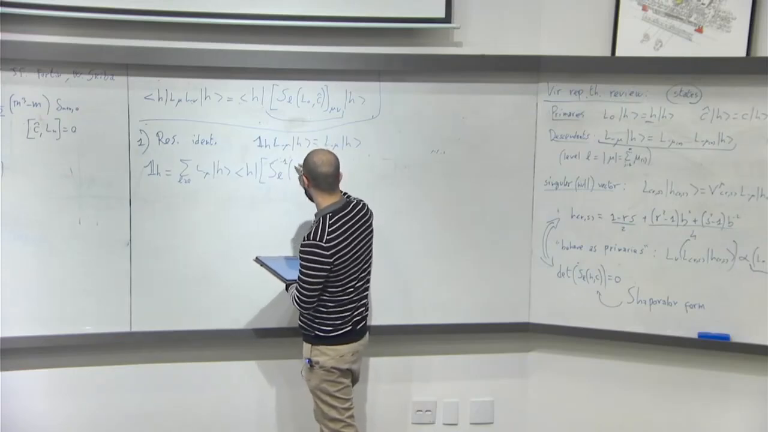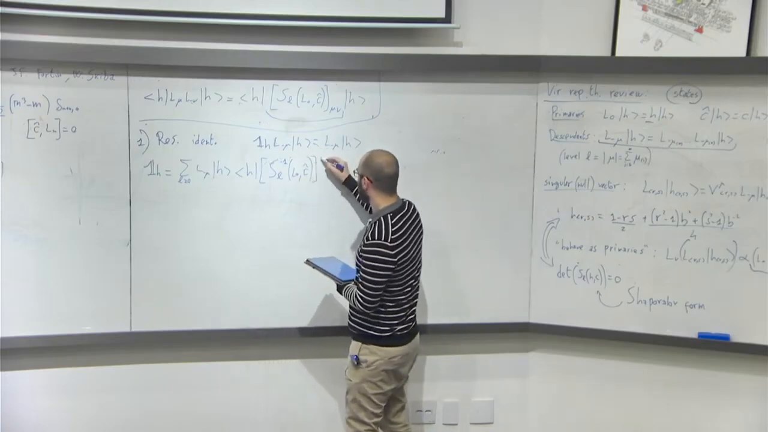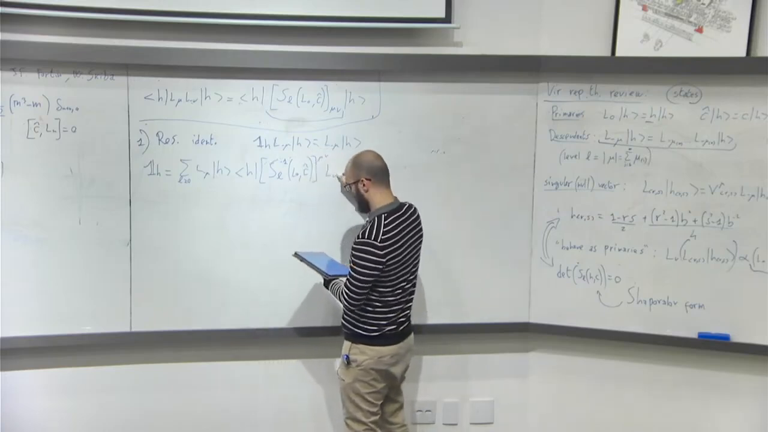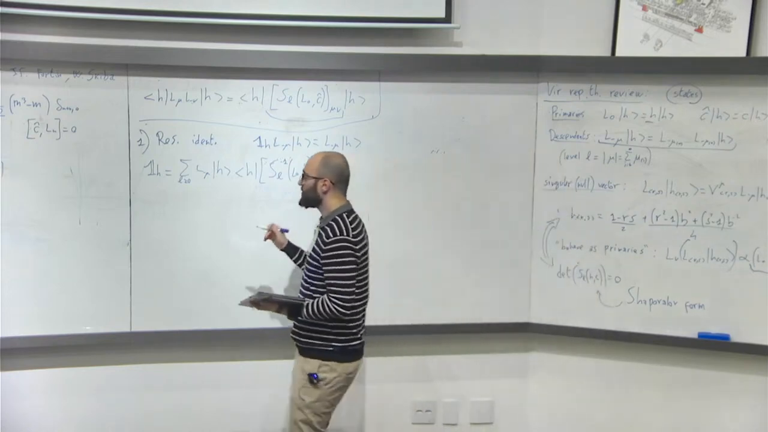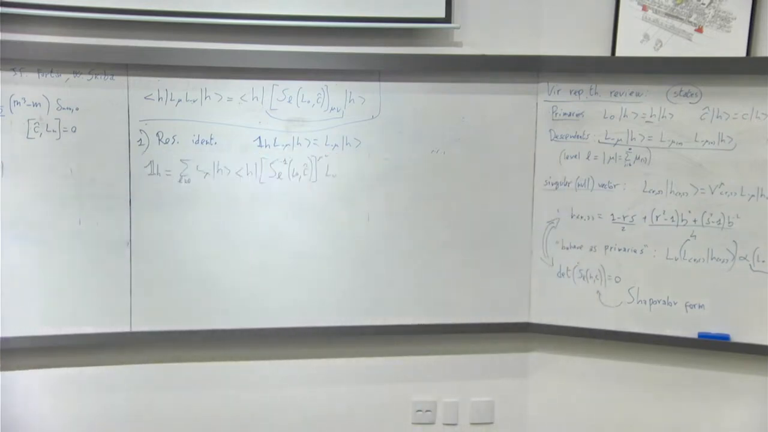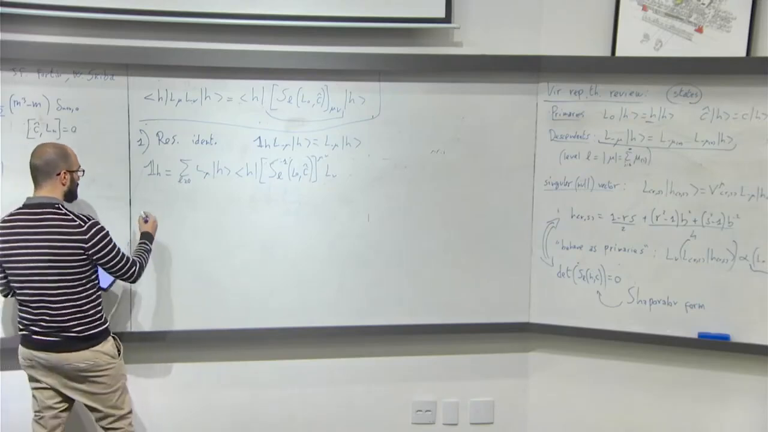I should rather say L0, mu nu, L nu here. And why should you care about this object? From this object, you can derive, straightforwardly, if you have it, for example, the Virasoro OPE.